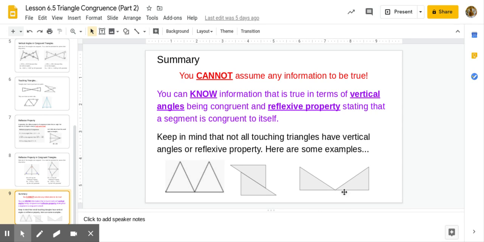And then this is another one where we have a flat line on the bottom and 2 more lines. That's 3 lines intersecting. That's not vertical angles. So the only additional things you can mark are vertical angles and reflexive property. You can't mark anything else. Don't ever assume something to be true. Make sure you're only going with exactly what you know.